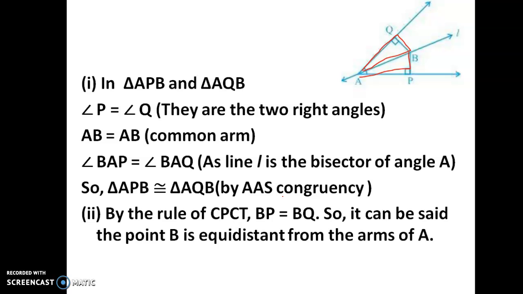Then the second question they asked: PB equal to BQ. Why? Because of corresponding parts of congruent triangles, CPCT. So BQ and BP, these two sides are equal. So it can be said that B is equidistant from the arms of angle A.